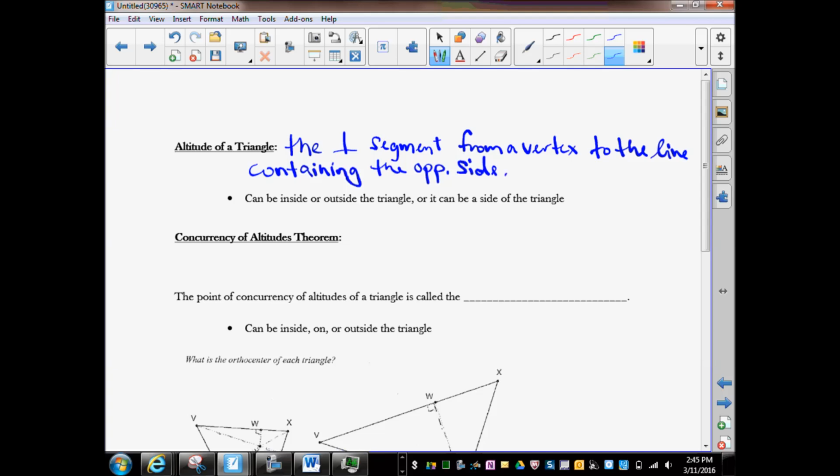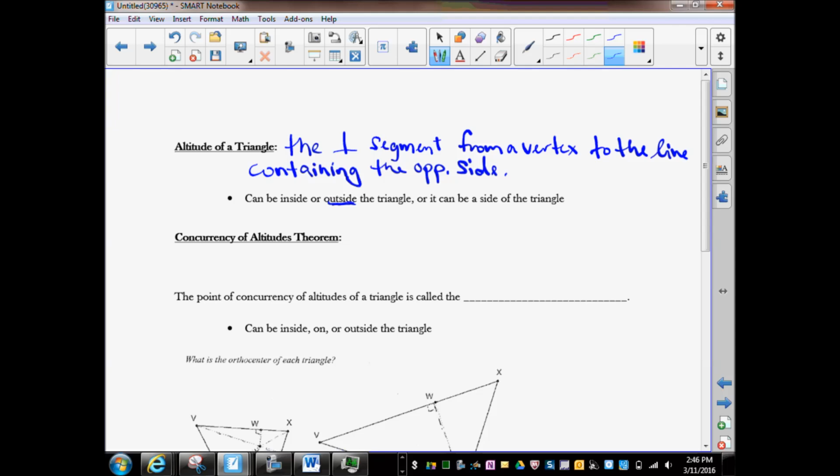The reason why we say the line containing the opposite side rather than just the opposite side is because it's possible for it to be outside of the triangle. So our altitude can be inside, outside, or on, or even the whole side of the triangle. Okay? So let's draw rough sketches.